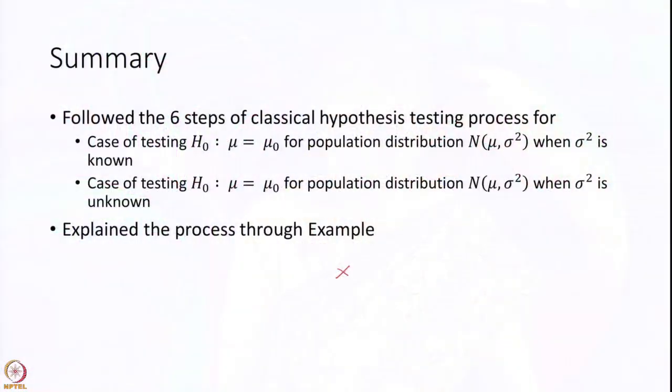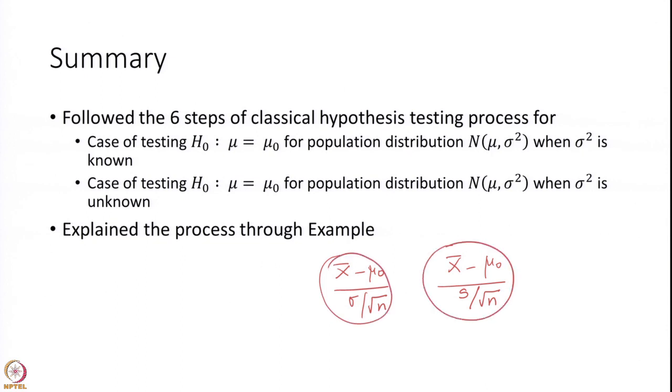A few things to remember: please follow the 6 steps one after the other to avoid any kind of confusion. Second, please notice that the underlying statistic is actually x bar minus mu 0 over sigma by square root n, or x bar minus mu 0 over sample standard deviation by square root n. Please remember that these are the two central statistics we are working with and they are very important. They do not really require a normal assumption. You can deviate from it, only the procedure changes.